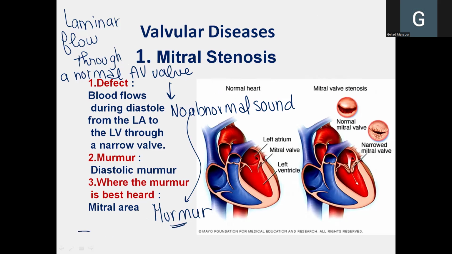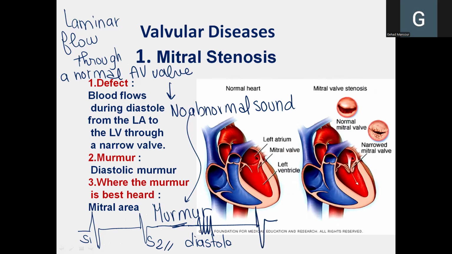So what is a murmur? If this is S1 and this is S2, on the tracing that records the two sounds, then the murmur in case of mitral stenosis will be during diastole. It will be after S2. So after having heard the second heart sound, you will hear another sound here in the middle of diastole, before the appearance of the next S1 of the next cardiac cycle. This sound is a murmur.